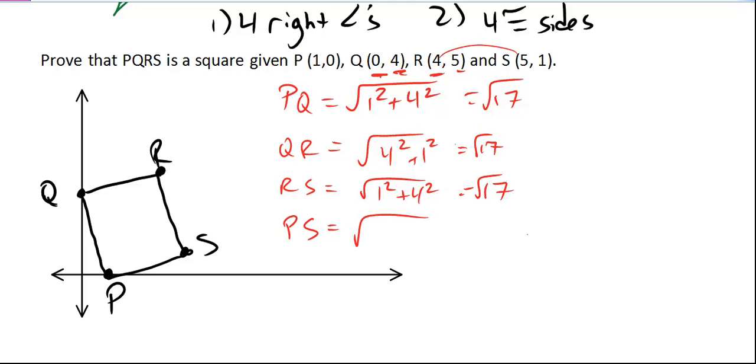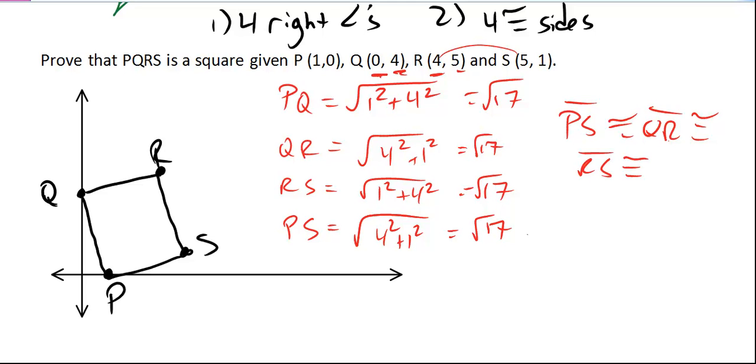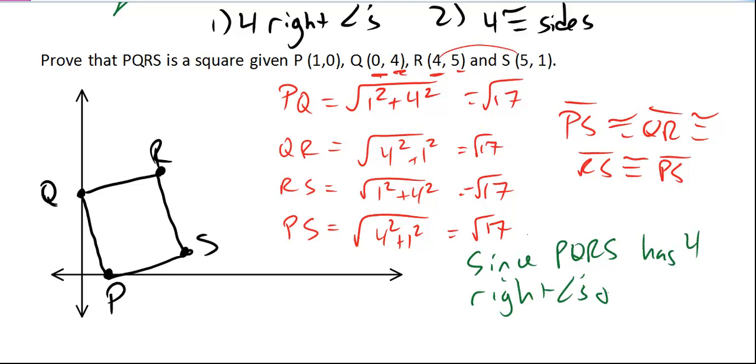And for PS, 5 to 1 is 4, and 1 to 0 is 1, and I'm getting the square root of 17. So now I can say PS is congruent to QR, is congruent to RS, is congruent to PS. So I have 4 congruent sides. And now I'm ready for my conclusion, and I can say, since this figure PQRS has 4 right angles and 4 congruent sides, we know it must be a square. And I can be done.